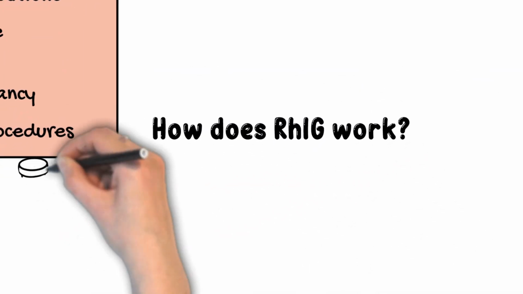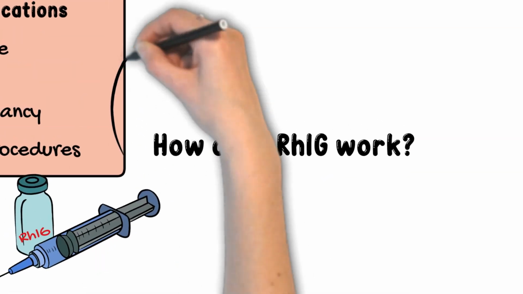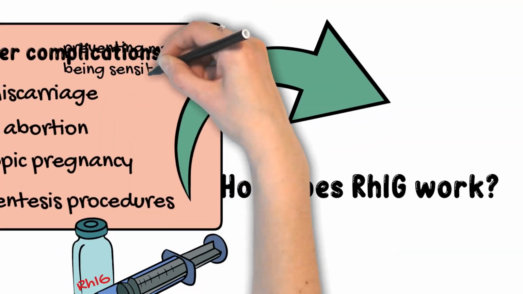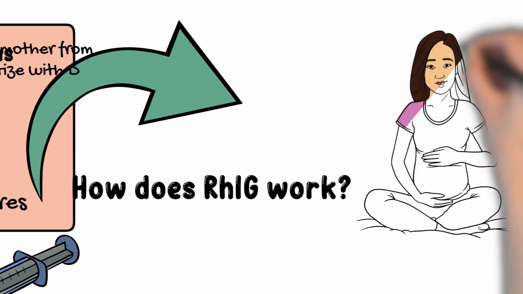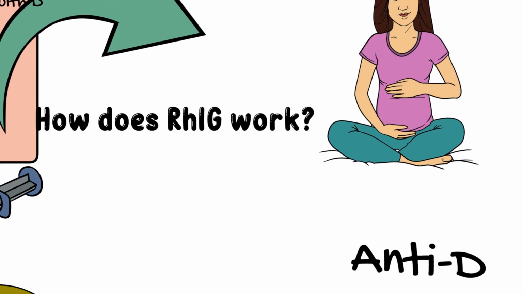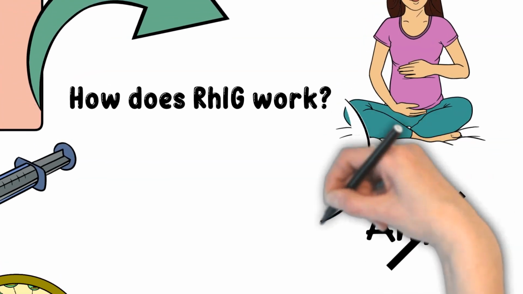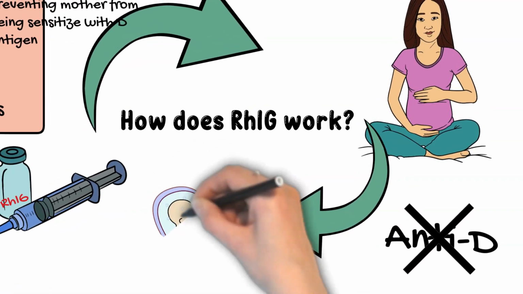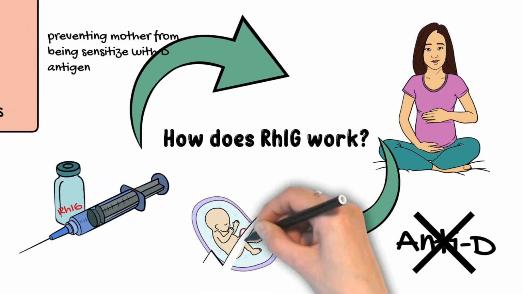RhIG works by preventing the Rh-negative mother from making a true anti-D against her Rh-positive baby. Once the patient receives an RhIG, the anti-D in the RhIG circulating in the mother's blood will take care of cells with D antigen before she gets sensitized and makes her own anti-D. As long as the Rh-negative mother receives an appropriate dose of RhIG during the pregnancy, she has a low risk of developing anti-D and the baby has a low risk of developing hemolytic disease of the newborn.